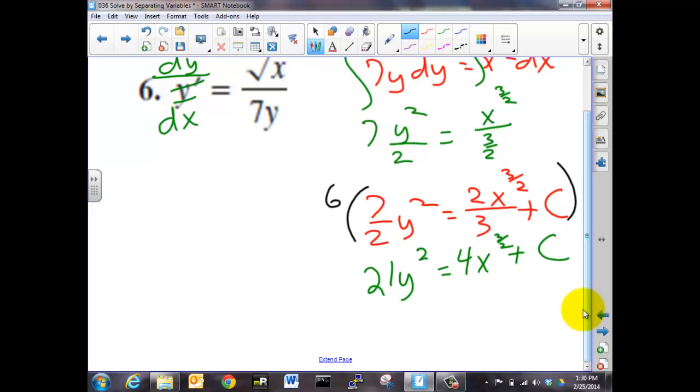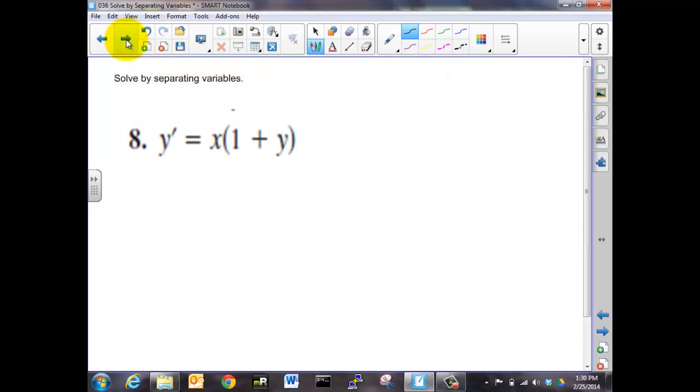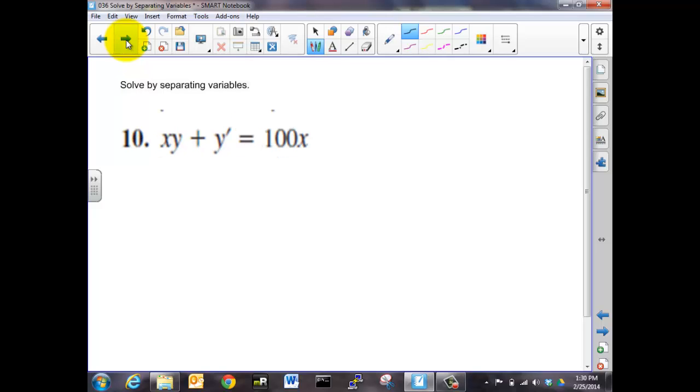Okay? Well, let's look at another one. See if we can find something challenging here. Let's keep moving. We might come back to that later. This one looks like fun. Solve by separating variables. xy plus y prime equals 100x.